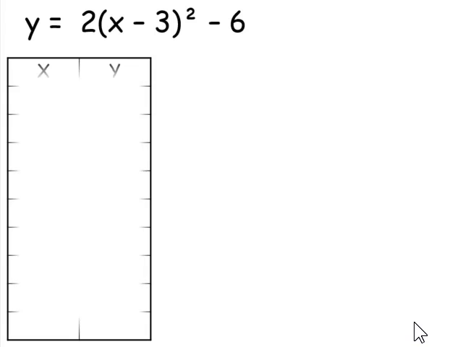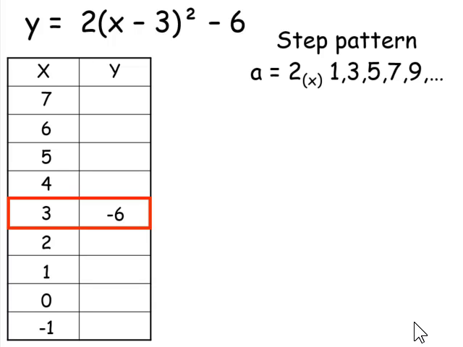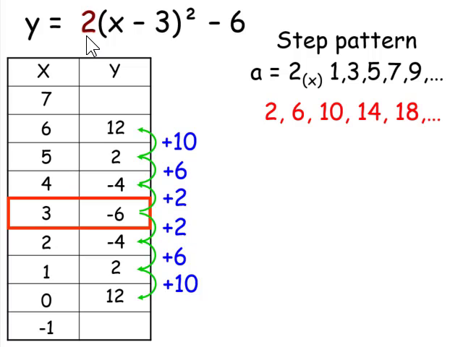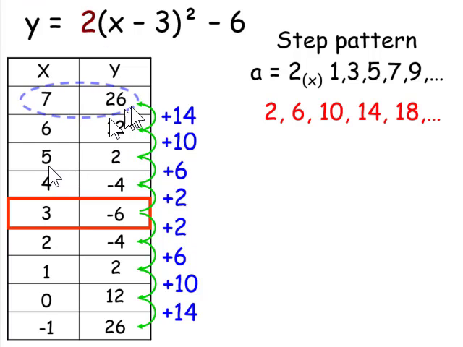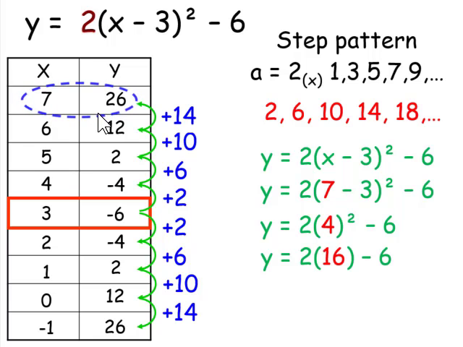And let's take a look at this one. The vertex is 3, negative 6. My step pattern changes because my a term is a 2. So instead of being 1, 3, 5, 7, 9, it's 2, 6, 10, 14, 18. So add 2, add 6, add 10, add 14. Always try to check that last point to check your work. And when we substitute 7, you get 4. 4 squared is 16. 2 times 16 is 32. 32 minus 6 is 26.